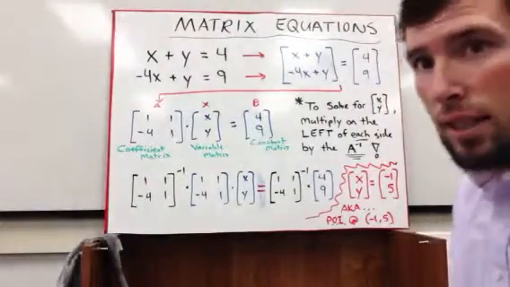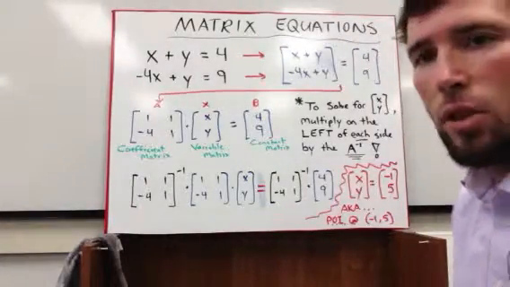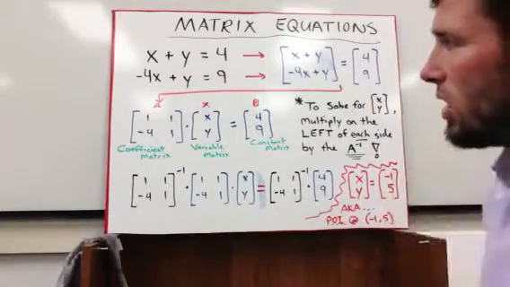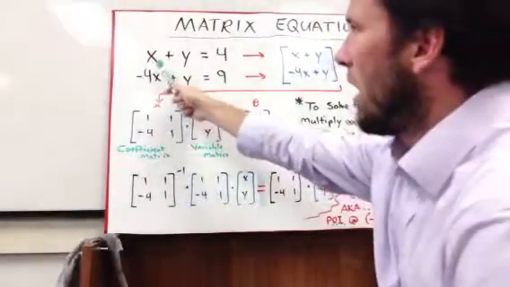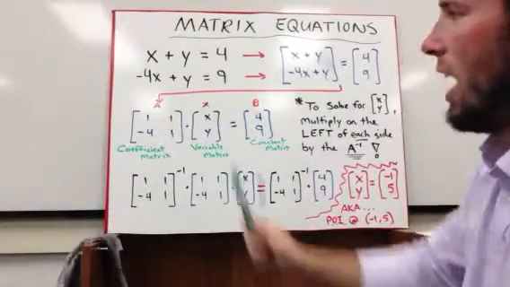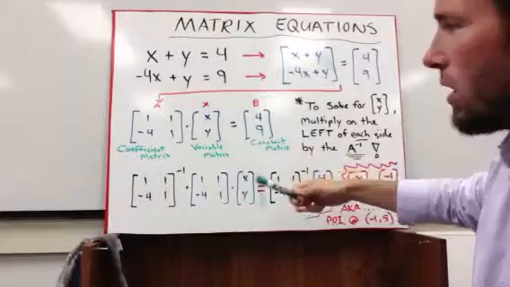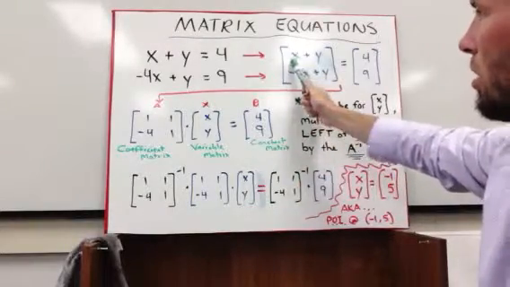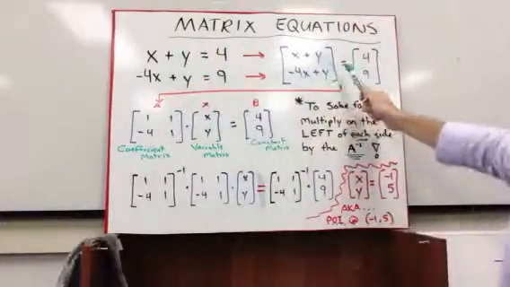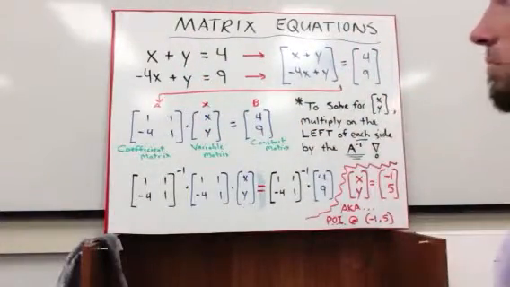All right, last but not least, maybe most important, this is another way to solve a system of equations. This is called matrix equations. Let's look at this system. If I have the system x plus y equals 4 and negative 4x plus y equals 9, I can rewrite that with matrices. Notice how I put in blue the x plus y and negative 4x plus y before the equal sign, equals just the 4 over 9.